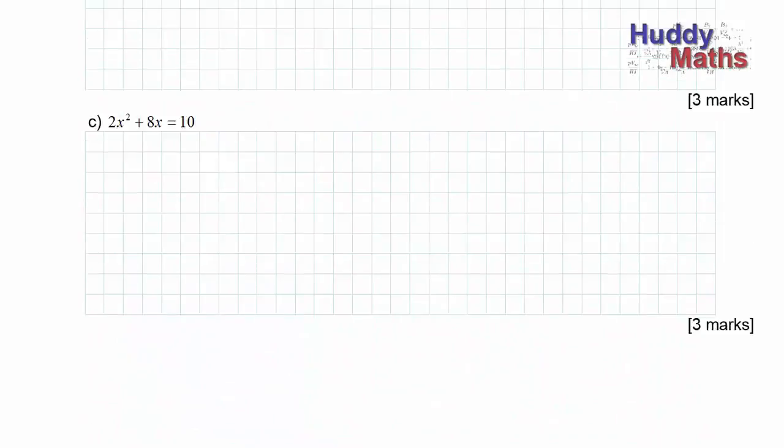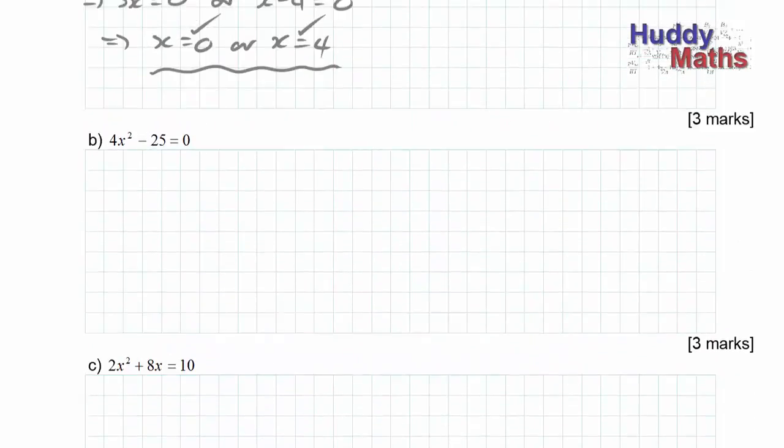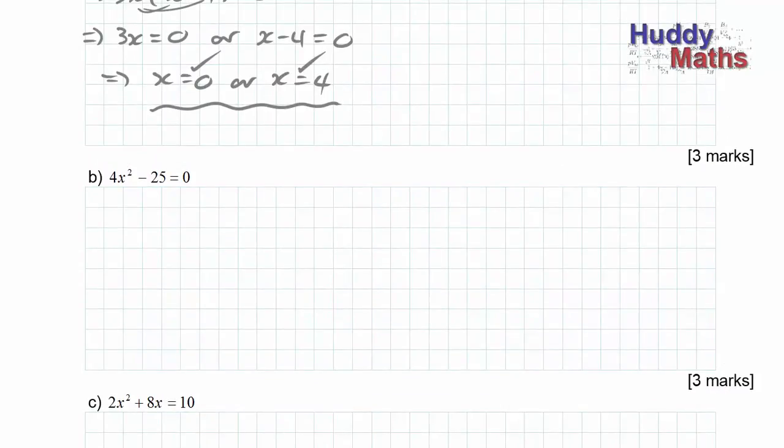So how did you go with that one? Just come down a bit, we don't want to go down that much. So this one looks like a perfect square. Why? Well, 4x squared is 2x all squared, take 5 squared.